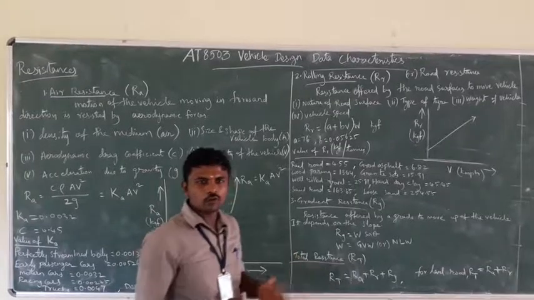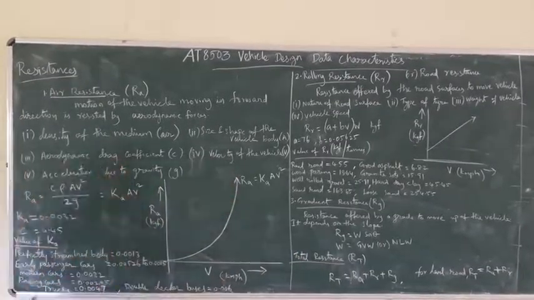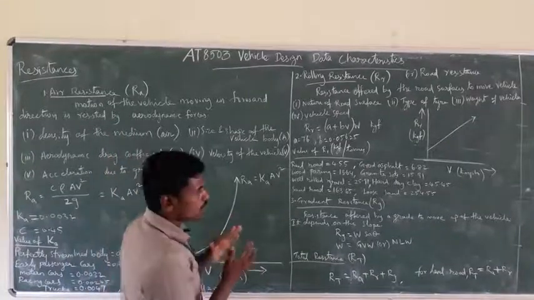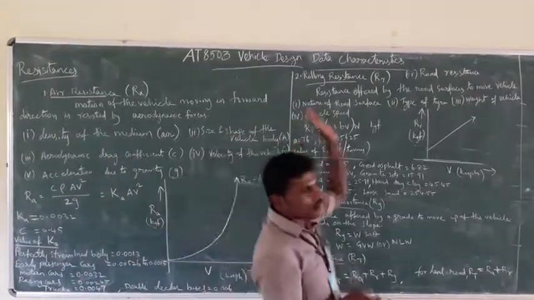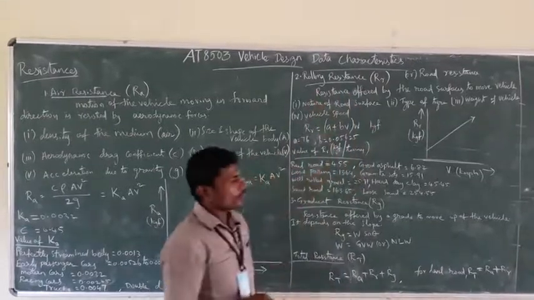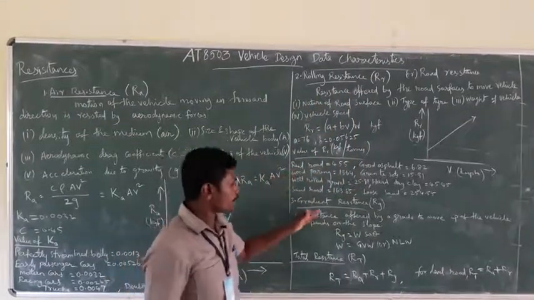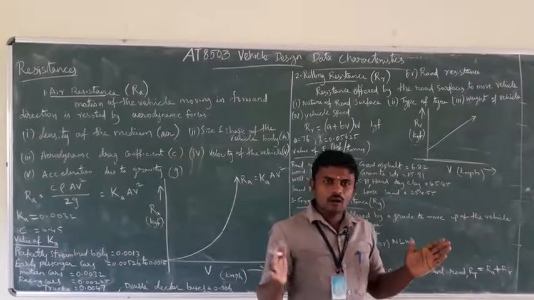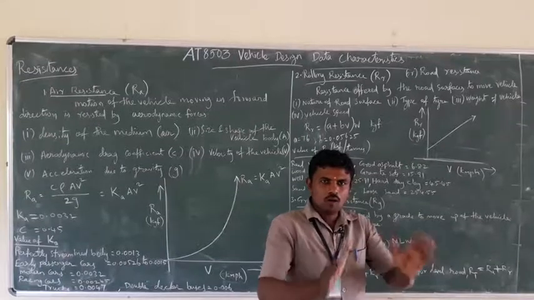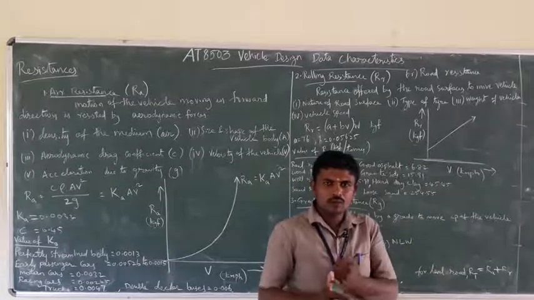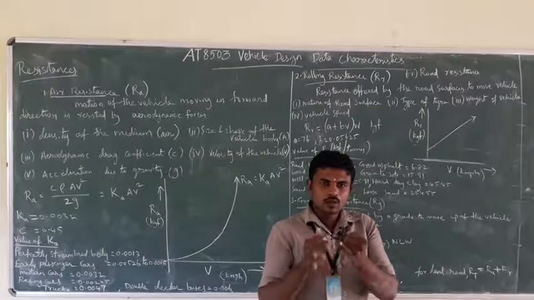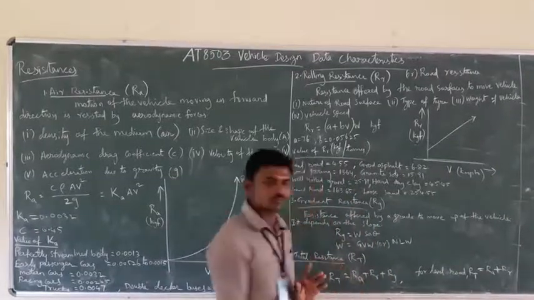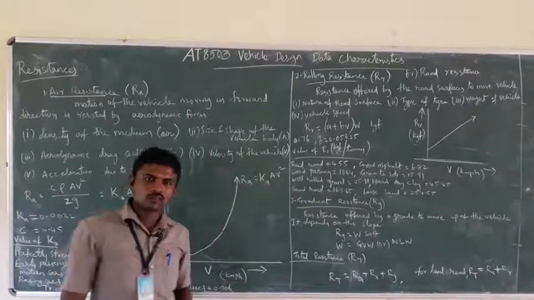Then finally we need to find the total resistance. Up to this we found the air resistance value separately, rolling resistance value separately and gradient resistance value separately. Finally, we need to add all of them: the sum of air resistance, rolling resistance and gradient resistance. This is the total resistance, right?